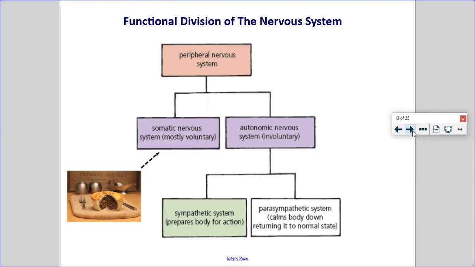The autonomic nervous system is more automatic. It happens without you thinking about it consciously. Now, we've talked about the sympathetic and the parasympathetic nerve. And the example we talked about previously in the course is heart rate and how they affect heart rate.